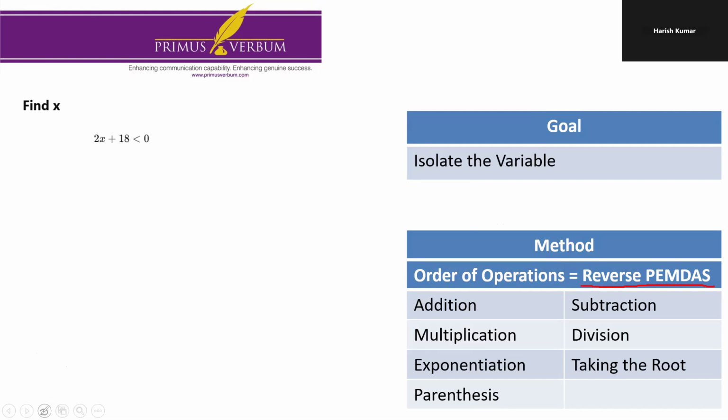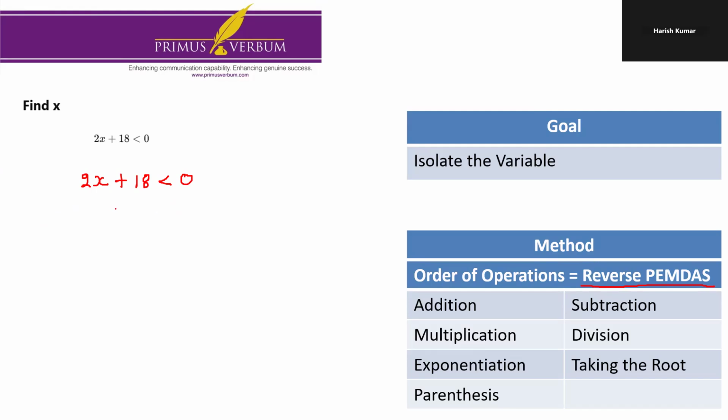So let's go ahead and use this method to isolate the variable. So we have the inequality 2x plus 18 is less than 0. Now, the first set of operations I am allowed to use are addition or subtraction, or both of them, depending upon what the situation demands. Now here I have scope for using the subtraction operation to isolate the variable.